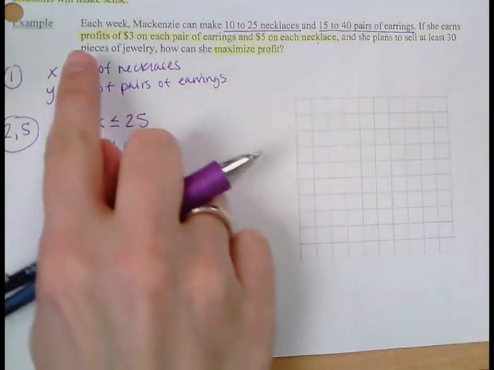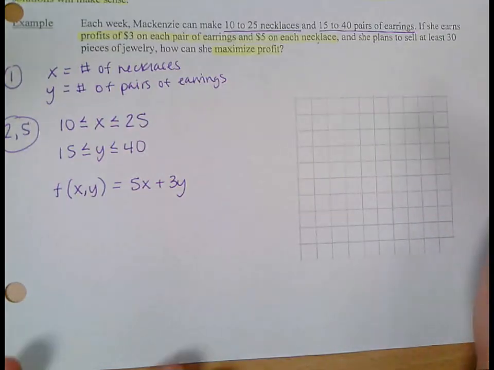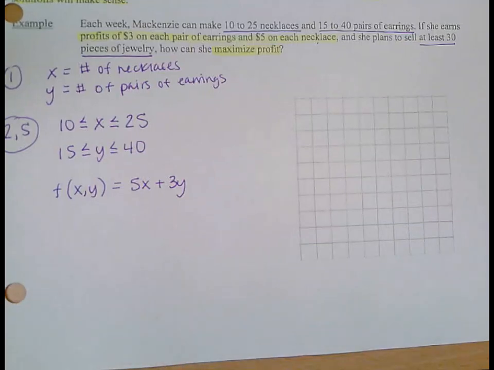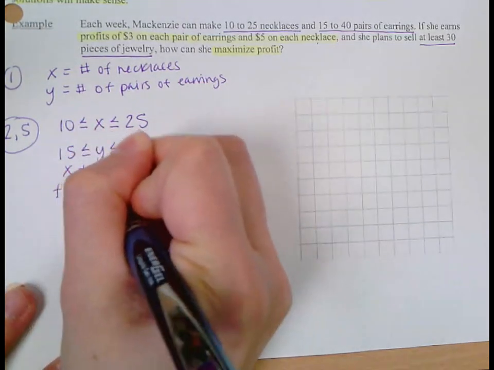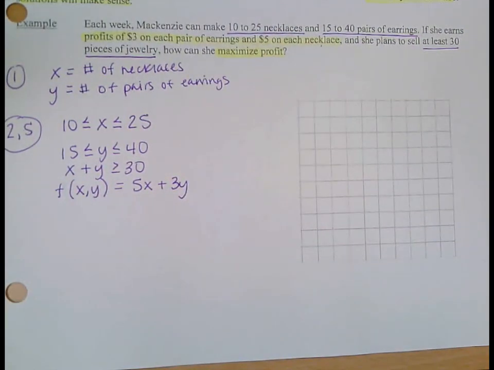And then I can skip over the profit information. She's planning to sell at least 30 pieces of jewelry. So altogether, she would need to make at least 30 pieces of jewelry. How could that be written as an inequality? Yes. At least would be greater than or equal to. So her total number of necklaces and earrings should be equal to 30 or more than 30.